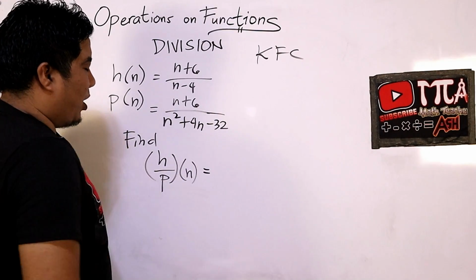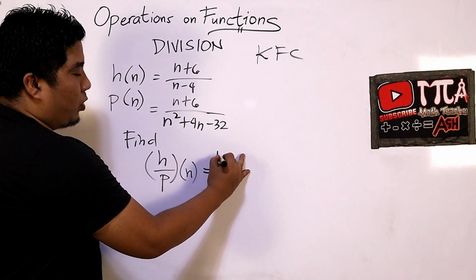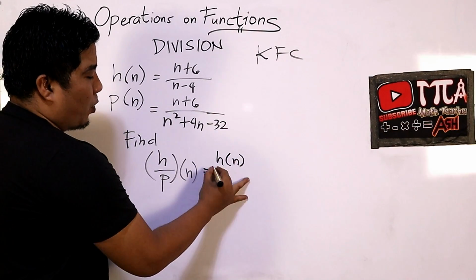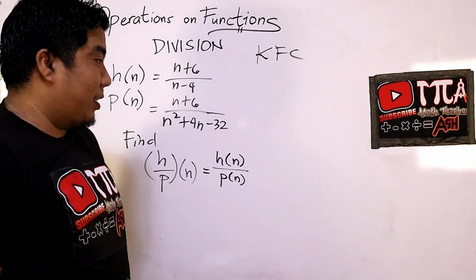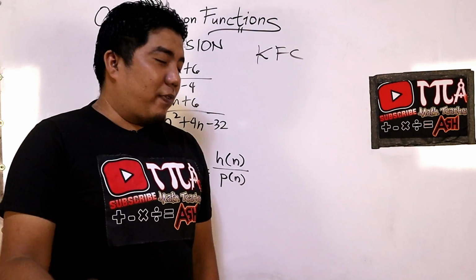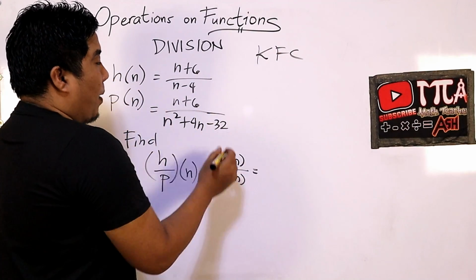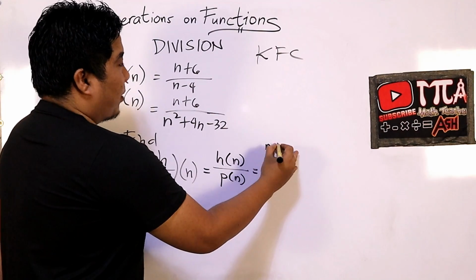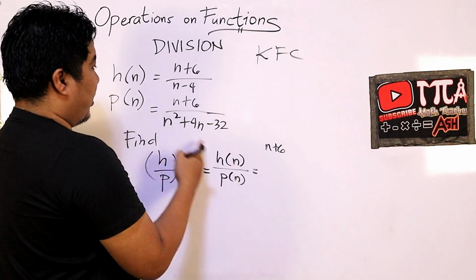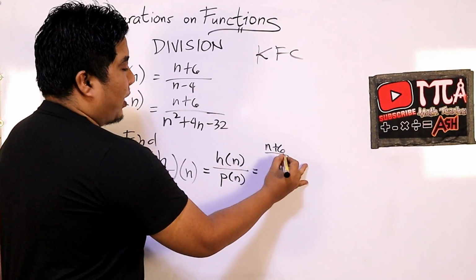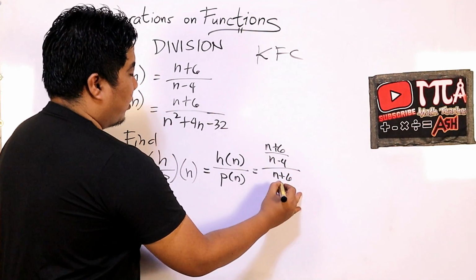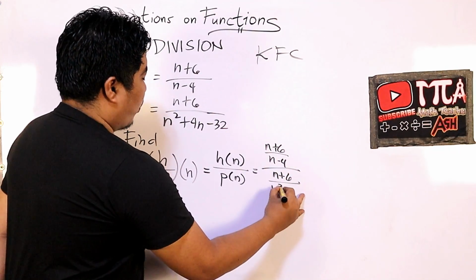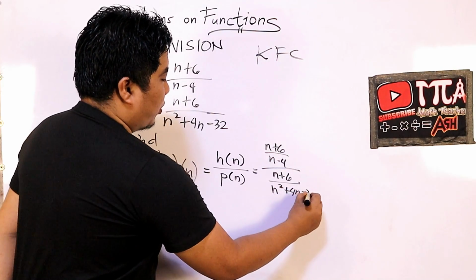Okay, so same as earlier, what we need to do is you just get your h of n over p of n, or basically h of n divided by p of n. So by substitution, since our h is here, we have n plus 6 over n minus 4 divided by n plus 6 over n squared plus 4n minus 32.